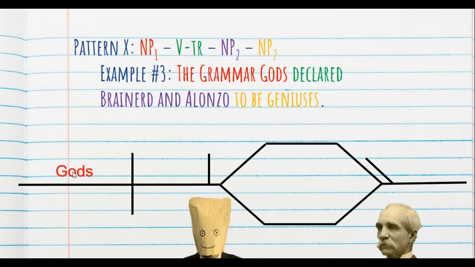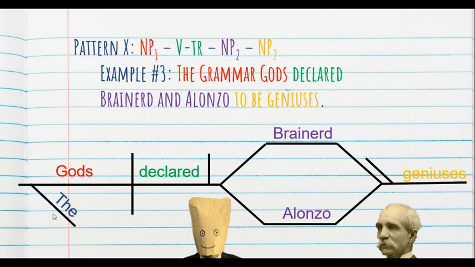All right, so let's get gods in here. Here comes declared. Let's get those two guys, Brainerd and Alonzo, and we're considering, or rather we're declaring them geniuses. Let's fill in these extra words, of the gods and then also grammar gods. And then we have to be. Here's our expletive. We consider them to be geniuses.